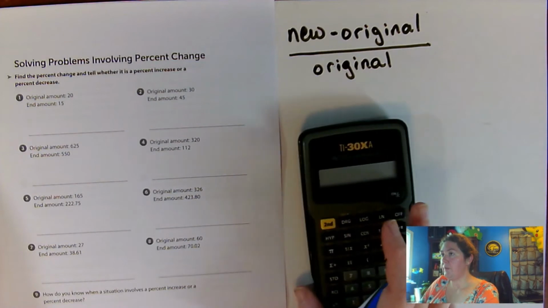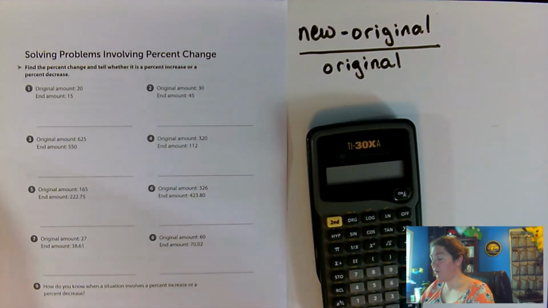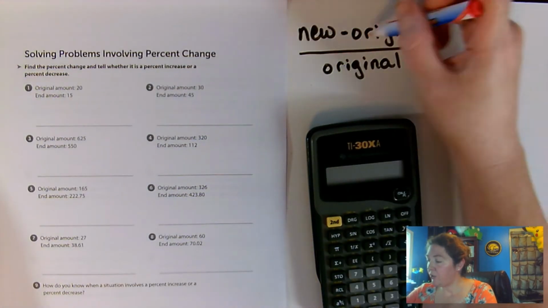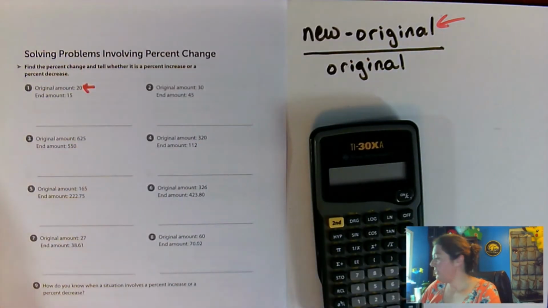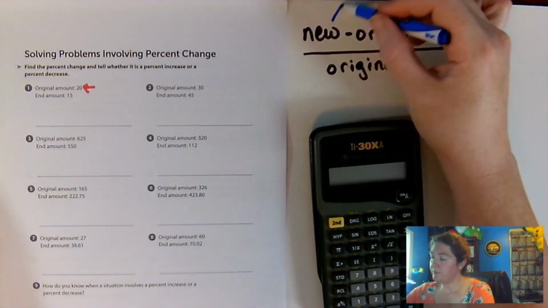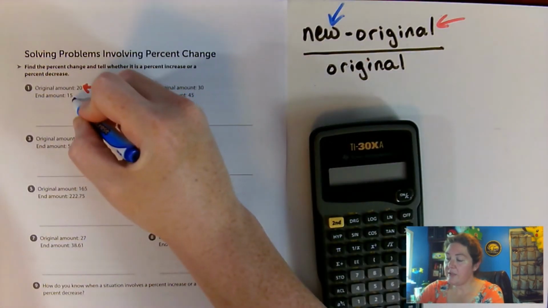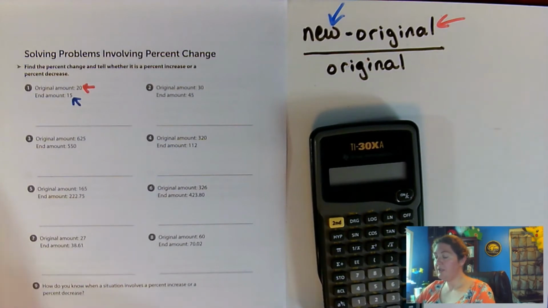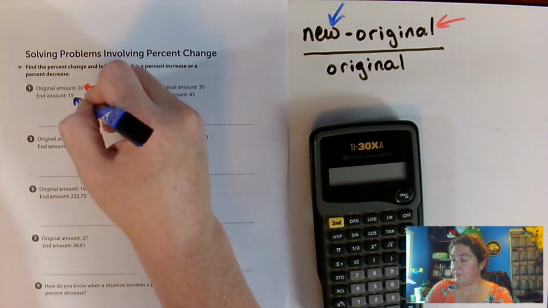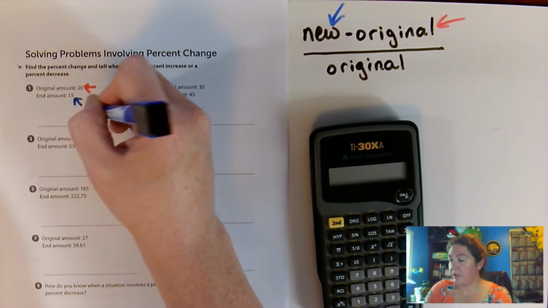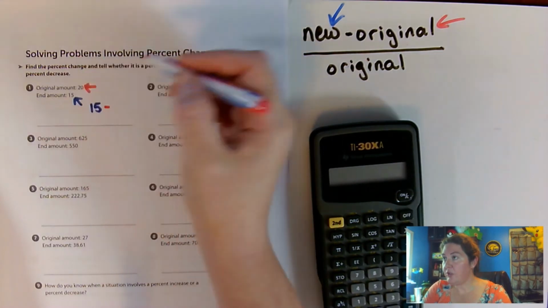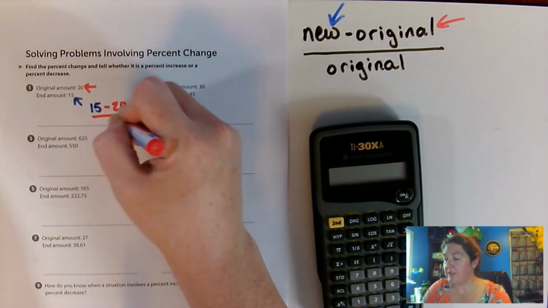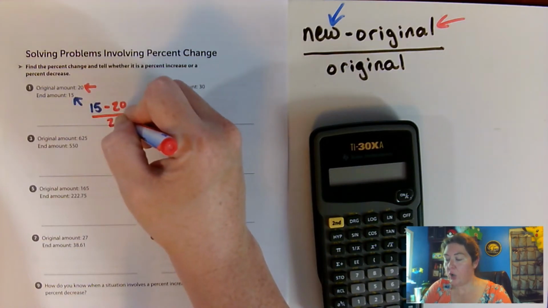Alright, so number 1, we have our original amount. So we're going to say, this is original. And then our end amount is our new amount. Okay, so we're going to take 15, being our new amount, minus our original amount, and divide by our original amount.